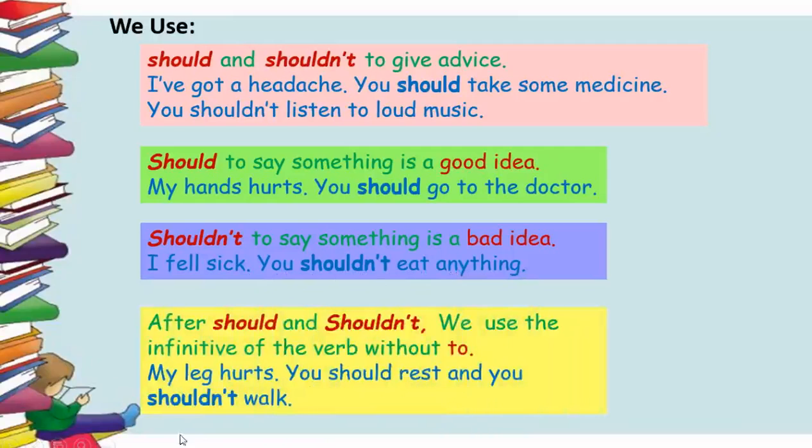Now, next, after should and shouldn't, we use the infinitive of the verb without to. Look at this example. My leg hurts. You should rest. This is the infinitive without to. You should rest and you shouldn't walk. Okay? It's not possible to say you should to rest. No, it's not possible. Okay, the correct one is you should rest. Okay?